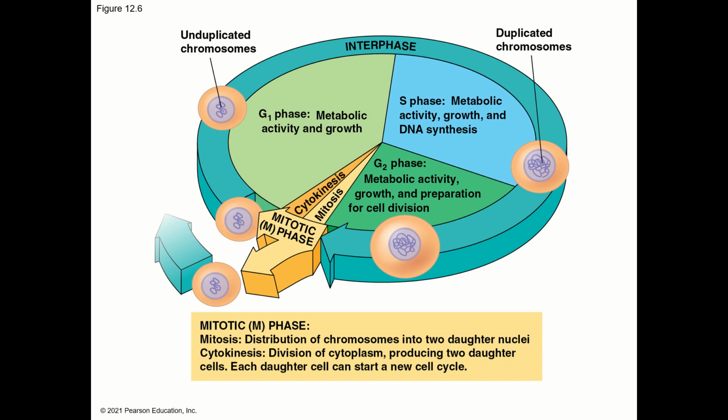So, what we see here is a representation of all those phases. Initially in interphase, we have our unduplicated set of chromosomes. During the G1 phase, there's metabolic activity and growth of the cell. During the S phase, metabolic activity and growth occur, but DNA synthesis also occurs, where all the DNA present during G1 is replicated. Then during G2, if everything is okay, there's continued metabolic activity and growth, and the cell prepares for cell division.